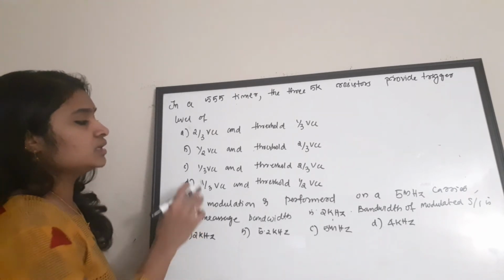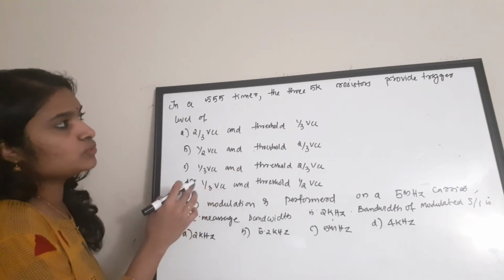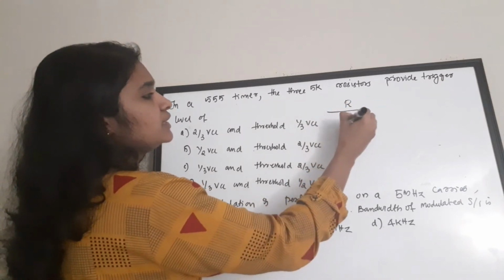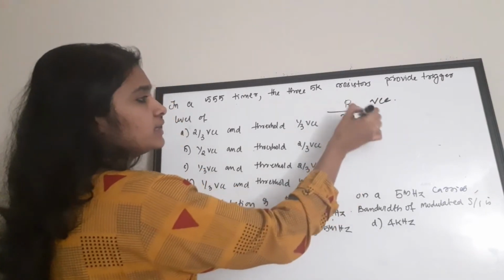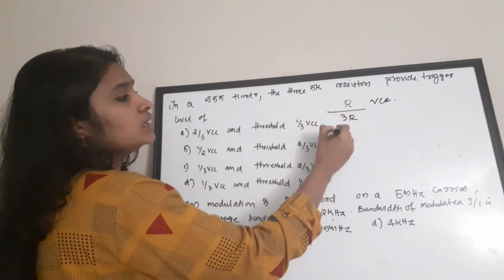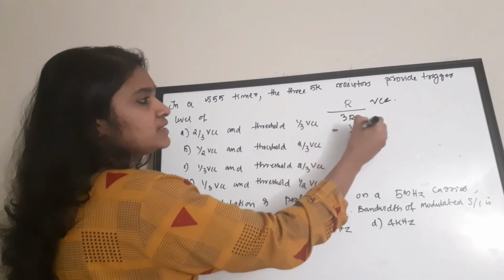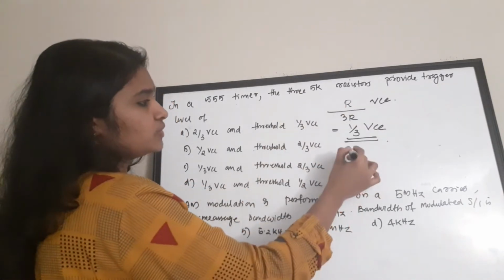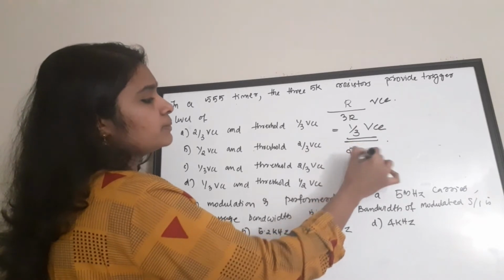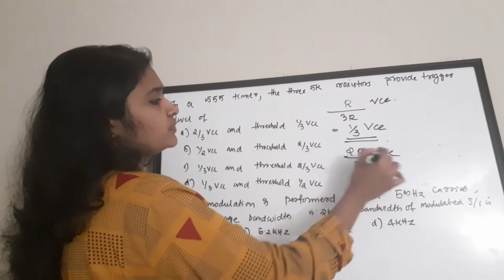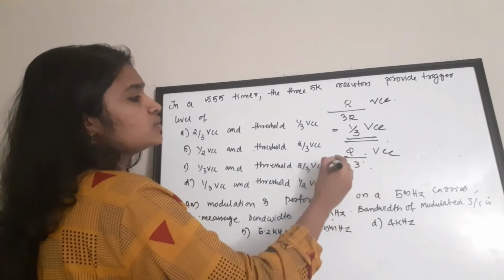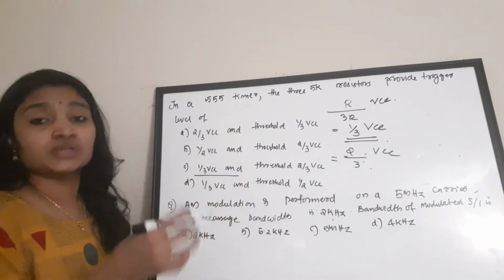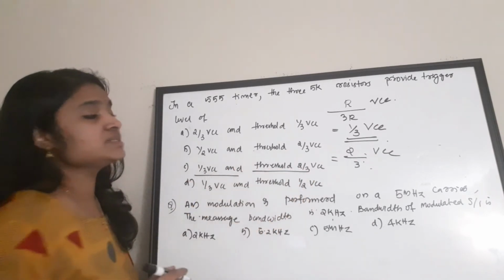In order to find the value of the trigger level voltage, if R is the resistance, then R by 3R into VCC is the equation. Here both R values are equal, equal to 5K. So 1/3 VCC is the trigger voltage. And for finding the threshold voltage, it is 2R by 3R into VCC. So the threshold voltage is equal to 2/3 VCC. So the correct answer here is 1/3 VCC as the trigger level and 2/3 VCC as the threshold voltage.